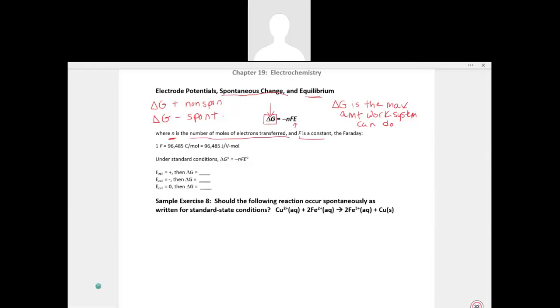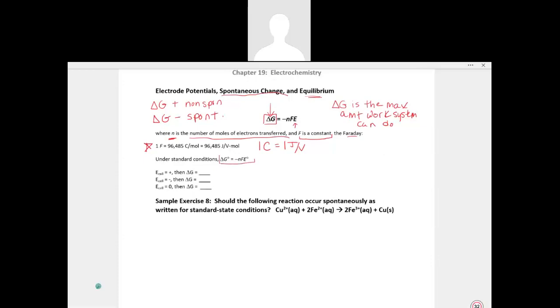F here is going to be a constant called the Faraday constant, and this is equal to this value here. 1 Faraday is 96,485 coulombs per mole. But we also know this is equal to 96,485 joules per volt mole, because we know that 1 coulomb is equal to 1 joule per volt. This relationship of coulombs to joules per volt may come in handy during some of our calculations. But let's look at this equation again.